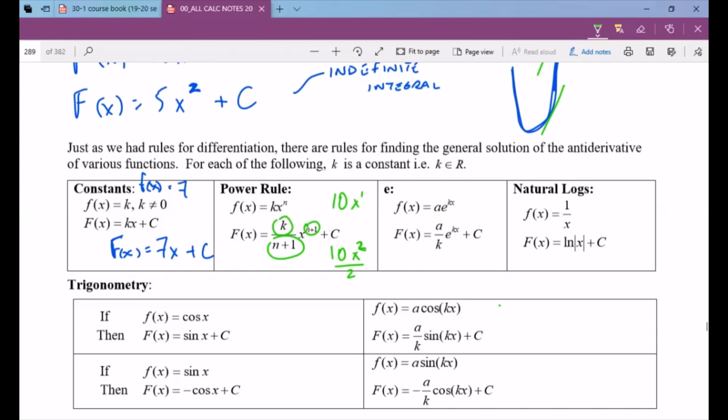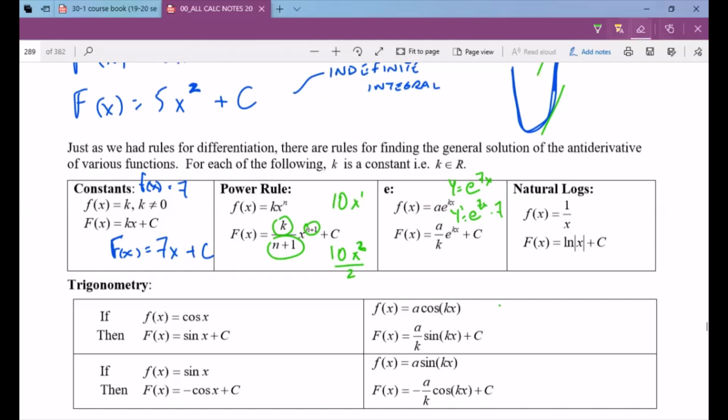With e, remember that e to the x, when we differentiate it, is also e to the x. If we have a constant in front, a, that doesn't change. But if we had a constant as part of the exponent, e to the 3x or e to the 5x, by chain rule, we would have to also multiply by that part. If I had y is equal to e to the 7x, I'd differentiate that, I would call it y prime is equal to e to the 7x, but then by chain rule, I'd have to multiply that by 7.